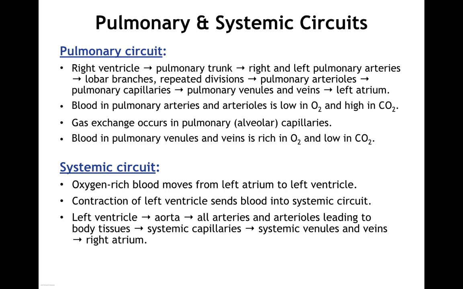In the systemic circulation, the oxygen-rich blood moves from the left atrium to the left ventricle. Contraction of the left ventricle sends blood into the systemic circuit. That starts at the aorta, then all the arteries and arterioles leading to body tissues, through systemic capillaries, back to systemic venules, veins, until finally returning to the right atrium.